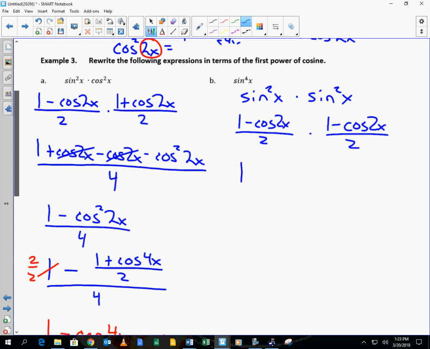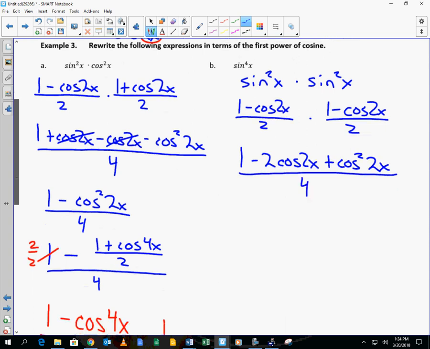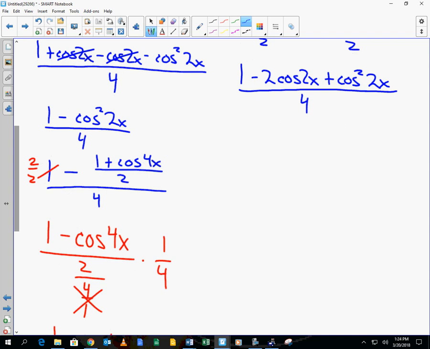1 times 1 is 1. Then negative cosine of 2x times 1 and negative cosine of 2x times 1. Negative 2 cosine of 2x, right? Plus cosine squared of 2x all over 4. Great, so I have cosine to the first power now, but I don't have cosine to the first power for the very last one. So I'm going to have to get rid of that cosine squared of 2x. Good thing we know what that is. Thank you. That's a line I like to use.